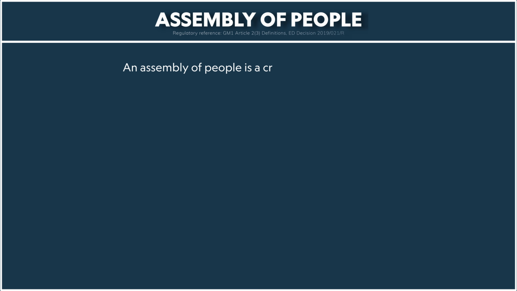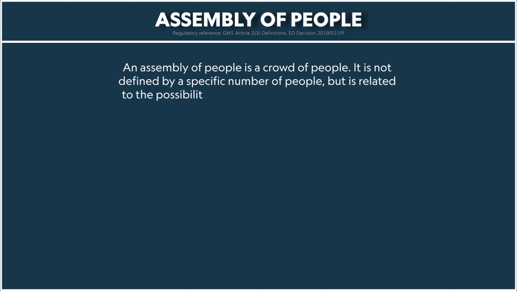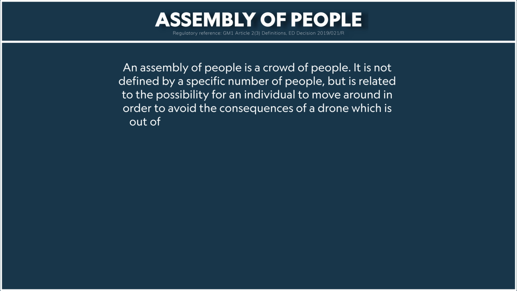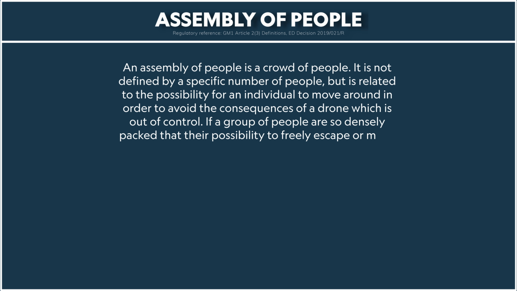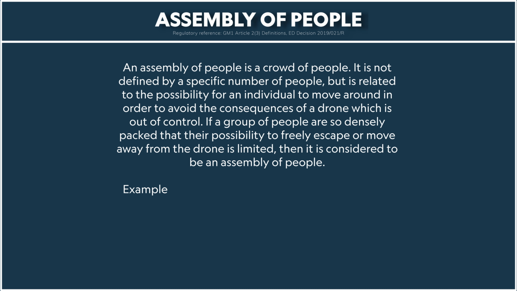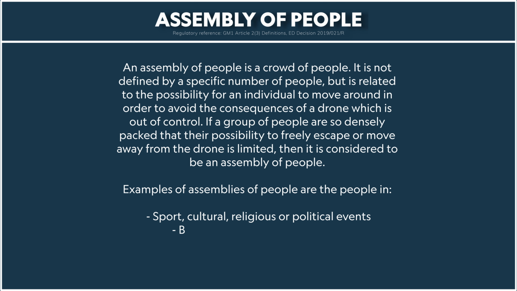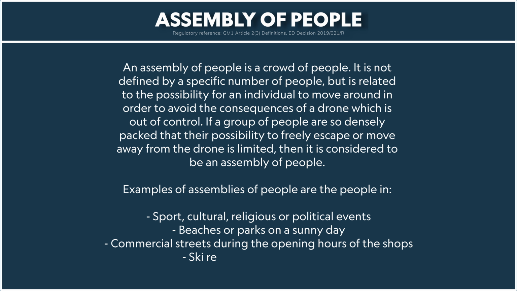An assembly of people is a crowd of people, but is not exactly defined by a specific number of people, but is related to the possibility of people to escape in case of any danger from a drone. For example, if a drone is going to fail and drop from the sky, they need to have an easy possibility of escaping from that drone. There could be people on a busy day in the park or on the beach. There could be people on a commercial street during the opening hours of the shops. Could be on a ski resort, tracks, could be at any event. An exact description from EASA you can see on the screen.